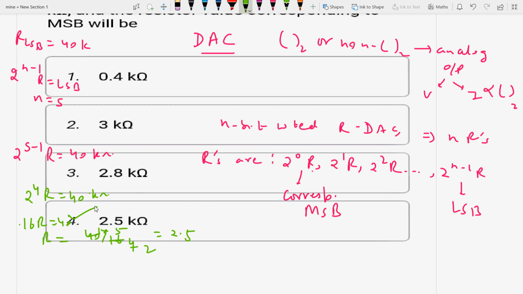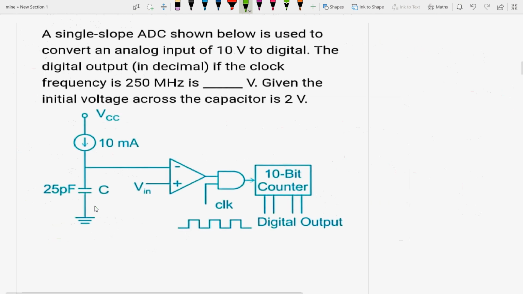Next question is, a single slope ADC shown below is used to convert an analog input of 10 volt to digital. The digital output if the clock frequency is 250 megahertz is? We have what here? As you can see, there is an op-amp, there is a clock. It is given to one of the AND gates. It is a 10-bit counter.